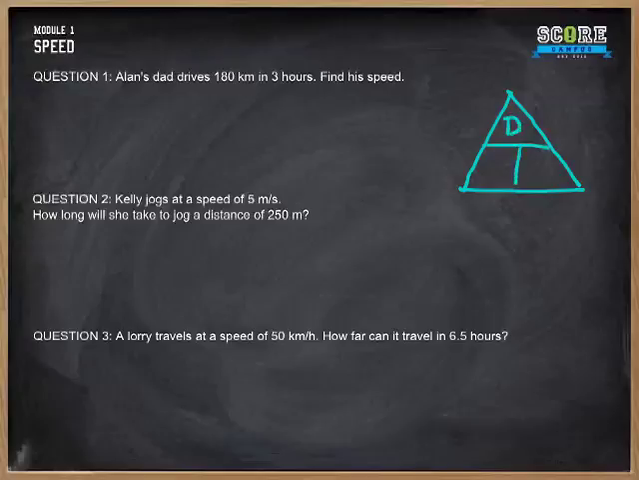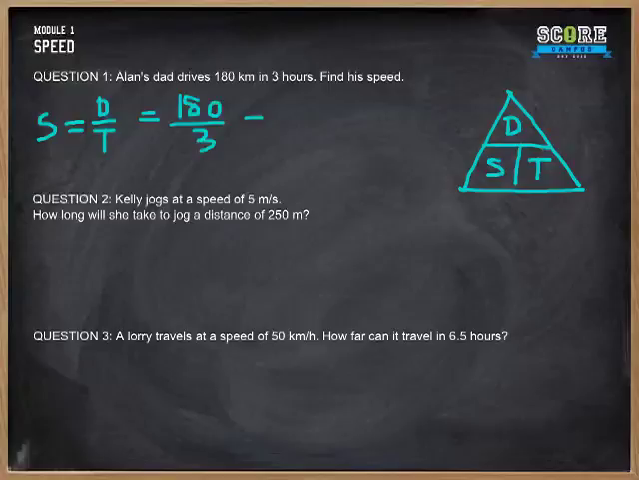DST triangle, DST. Look at the first one. Alan's dad drives 180 kilometers in 3 hours. Find his speed. Based on the DST triangle, we can find the answer easily. Speed is equal to distance over time, which is equal to 180 kilometers over 3 hours.